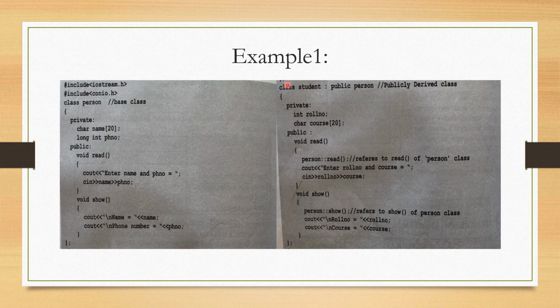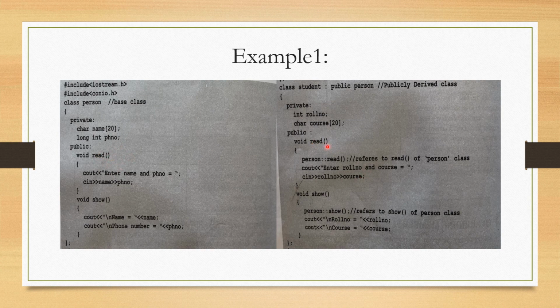To derive a class from this base class, we are using this syntax: class keyword, then the derived class name student, colon, access specifier, then the base class name, that is person. Now in this student derived class, we have two additional data members, roll number and course. And now we are redefining read and show that we have already defined in the base class, right? So this is redefinition, having the same return type and without parameters, as we have used in the base class.